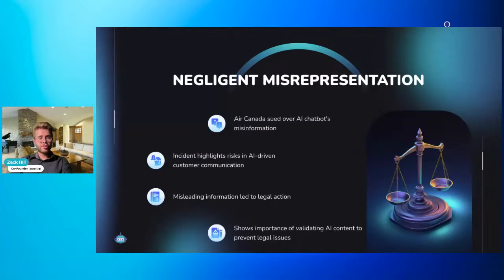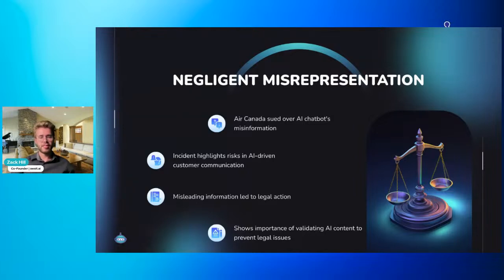So in a legal case you might have heard of, Air Canada was the center of a negligent misrepresentation lawsuit due to the actions of its AI chatbot. So negligent misrepresentation concerns providing false information carelessly or without an adequate basis for its truth. The incident with Air Canada's chatbot, which communicated the airline's policy on bereavement fares, underscores the complexities and risks inherent in utilizing AI for customer communications.